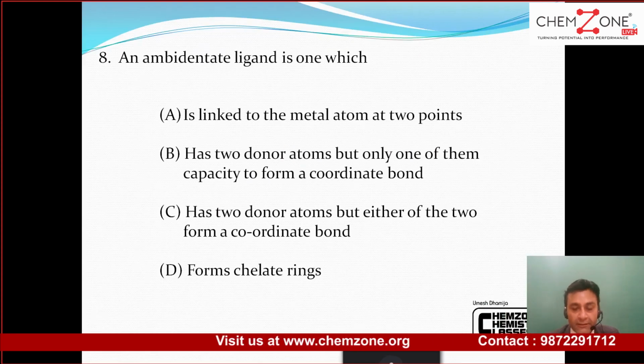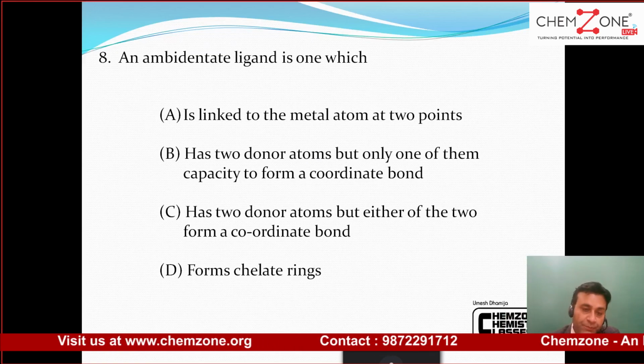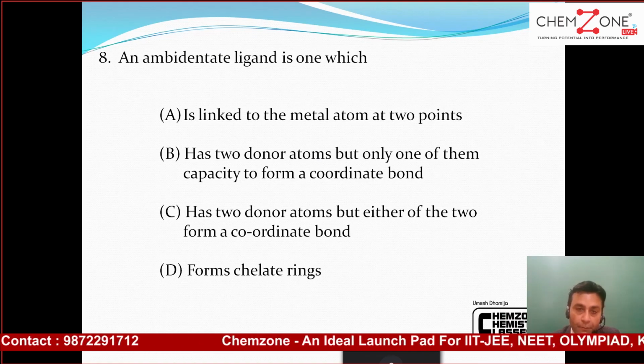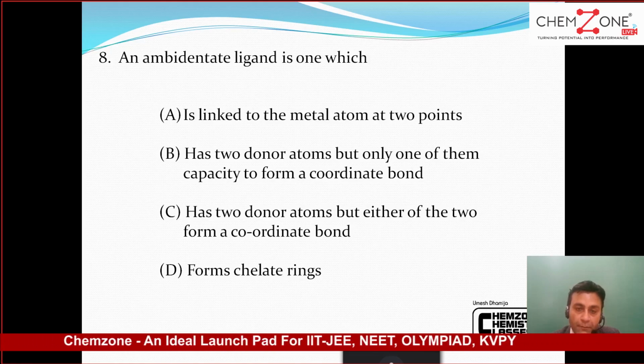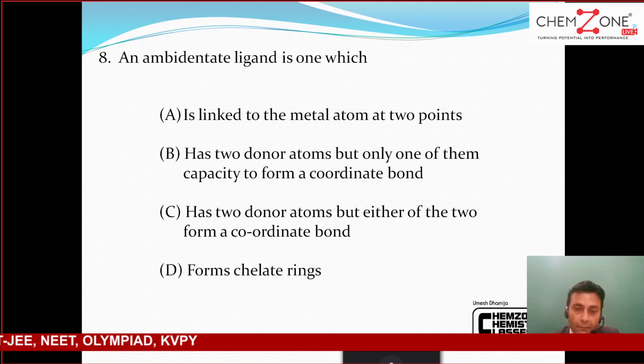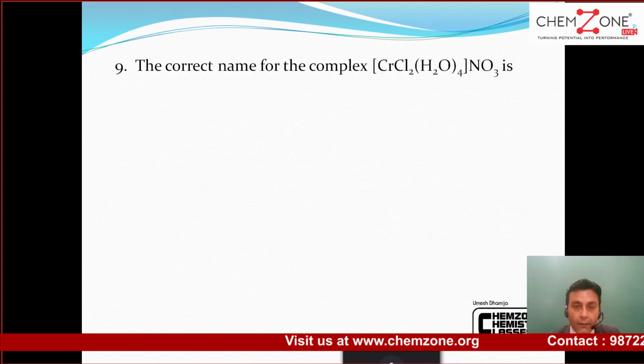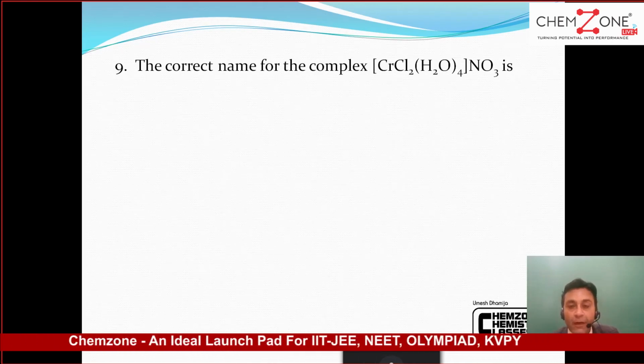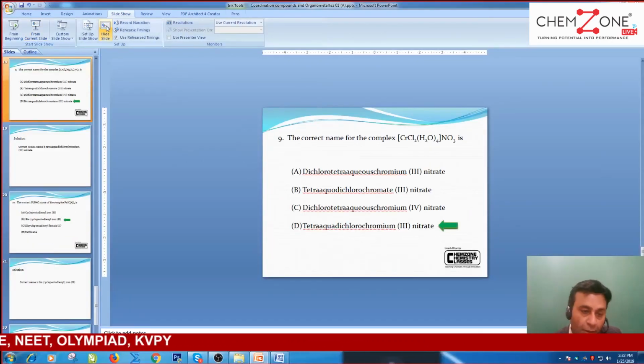I think this question I have already discussed with you. An ambident ligand is one which has 2 donor atoms, but only either of the 2 forms a coordinate bond. Nomenclature I have not discussed with you right now. After this talk we have the topic of nomenclature.